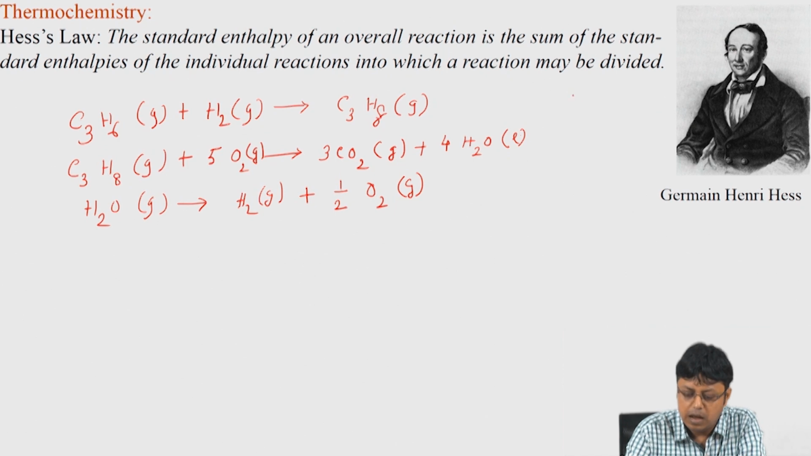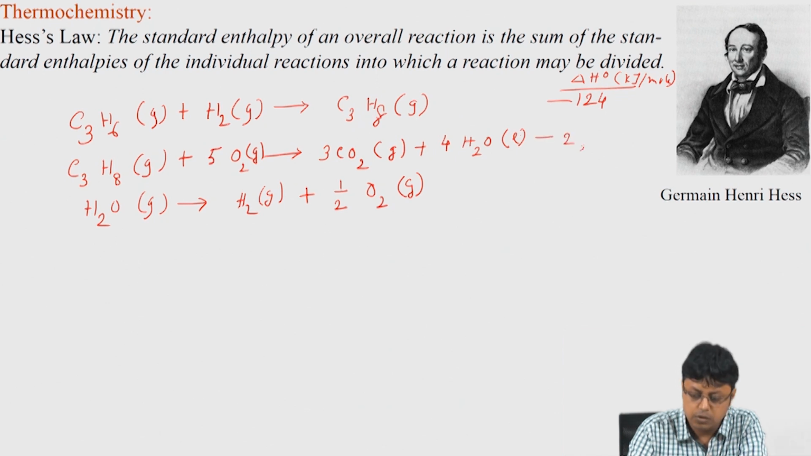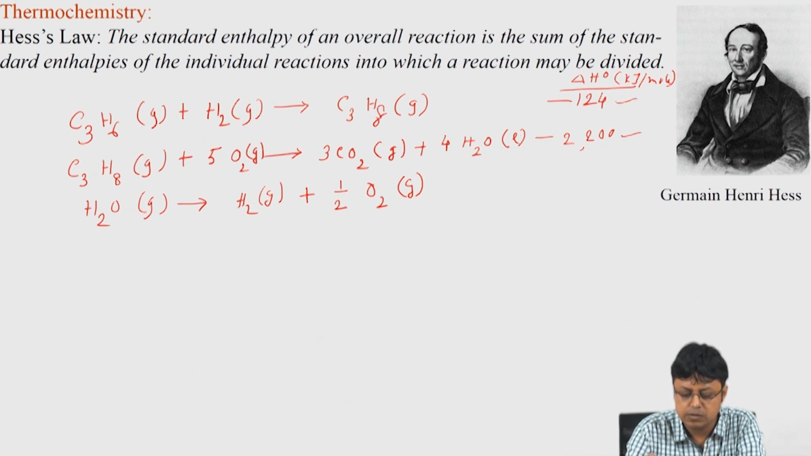So, we have the thermochemical data which says it will be minus. These are all delta H0 of the respective reaction, and these are all reported in kilojoule per mole. The first reaction is minus 124, the second one is minus 2200. You can see that heat is released in these two reactions because we are doing a combustion here, and this is also hydrogenation, which is a double bond going into the alkane. So, heat is released, and then for this reaction it is an endothermic reaction. Heat has to be supplied to the system.